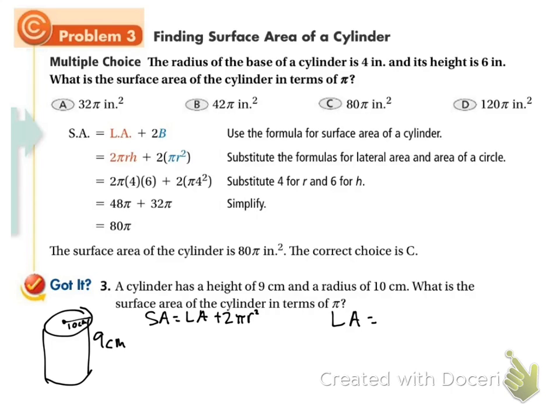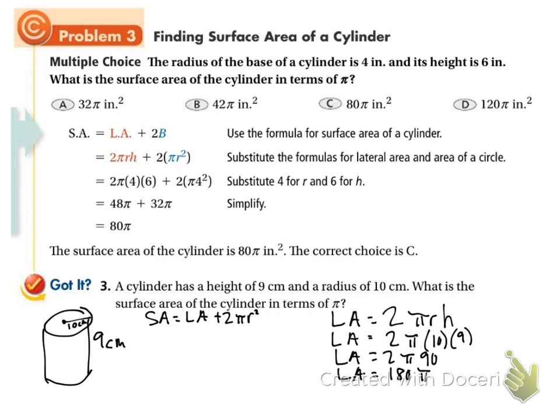Lateral area is 2 pi r h. So LA is equal to 2 pi, we said our radius was 10, our height was 9. So that's 2 pi times 90. 2 times 90 is 180, so this is 180 pi. So that's going in for our lateral area, 180 pi. And then I've got to plug into the 2 pi r squared. Our radius was 10.